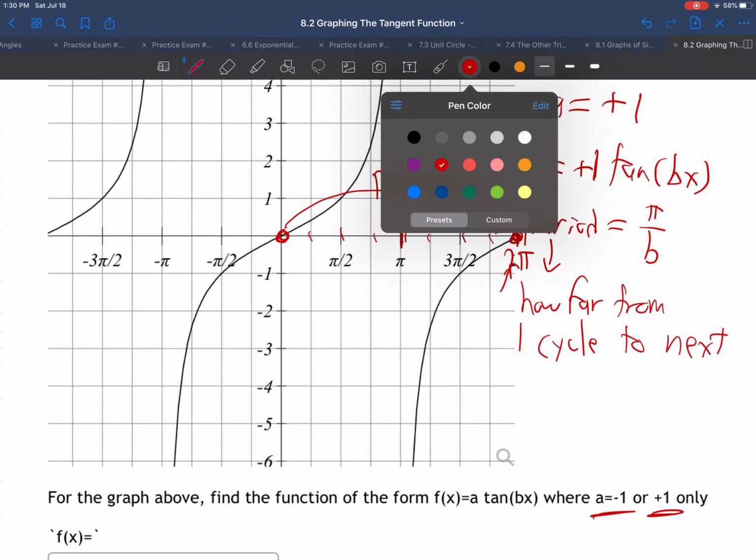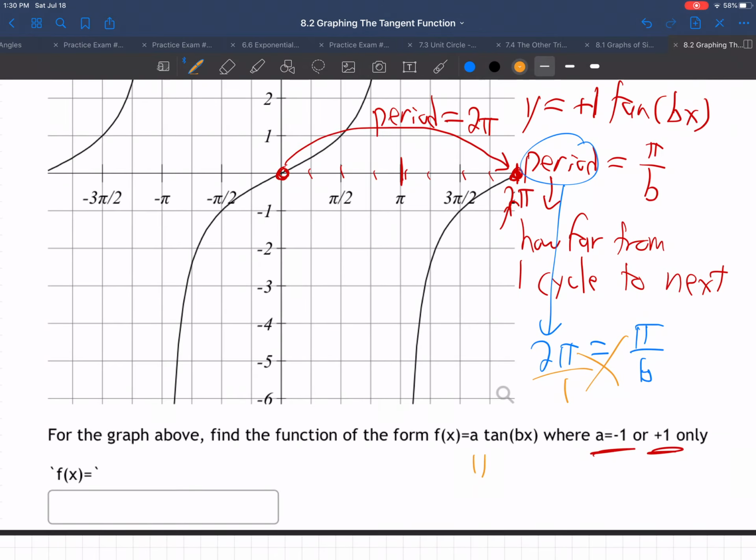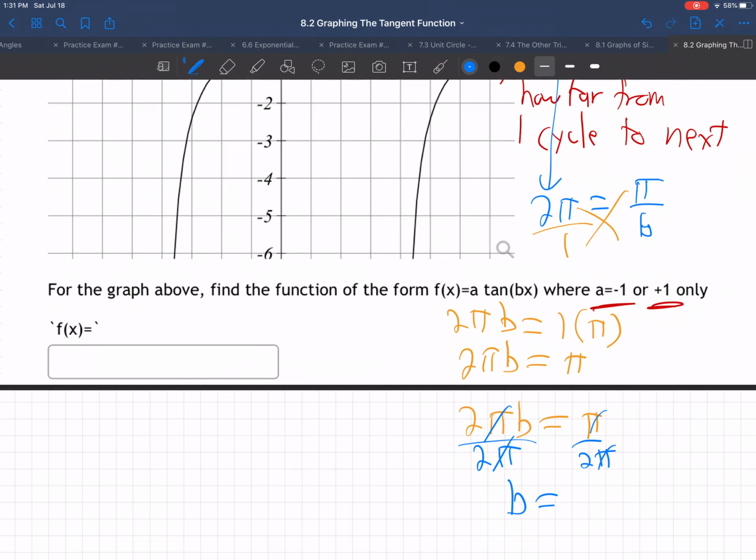Period's 2 pi. So then let's come on down here. The period, 2 pi, equals pi over b. And then we can solve that by cross multiplying. Put this over 1, diagonal. So we get 2 pi times b is 1 times pi. So 2 pi b is pi. Divide both sides by 2 pi because we're trying to find b. And so b must cancel the pi's. B must be 1/2.